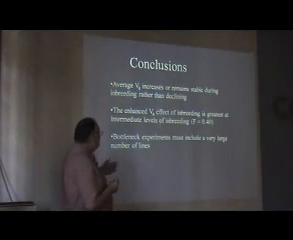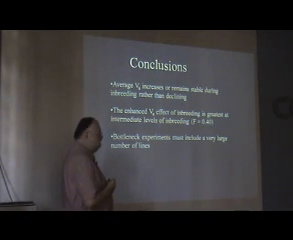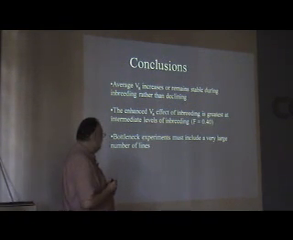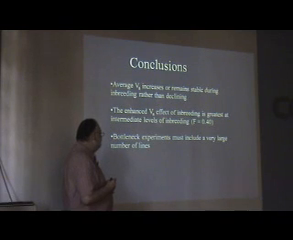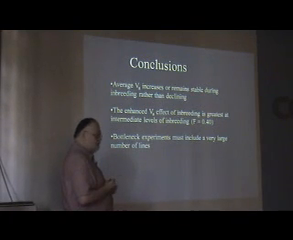So the average additive variance increases or at least remains stable during inbreeding rather than declining as it should under an additive model. The enhanced variance effect of inbreeding is greatest at intermediate levels of inbreeding, about 0.4 for the average inbreeding coefficient. The other thing is bottleneck experiments must include a very large number of lines.